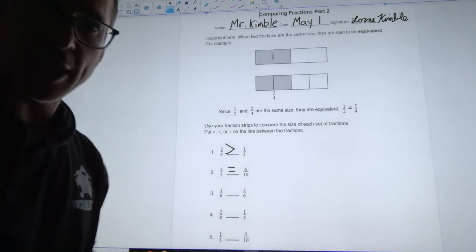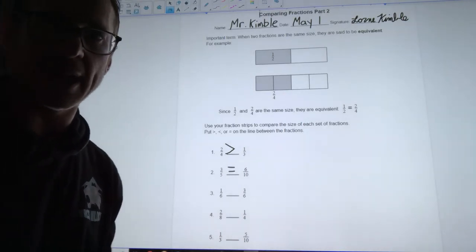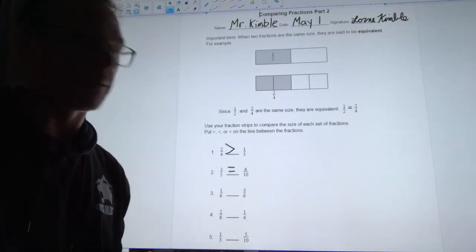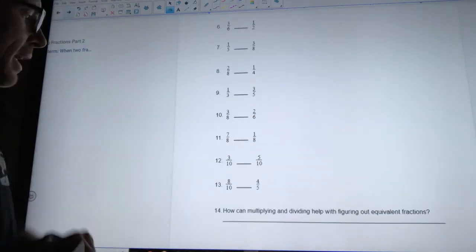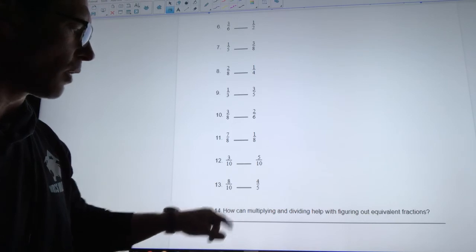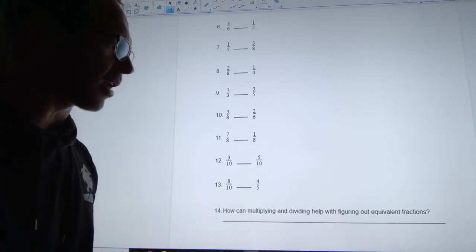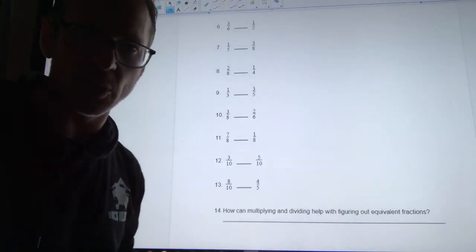Okay? Take a look at the rest of them on this page, and I'm going to put a review video on for them as they go along. One thing I want you to do is I do want you to look at those and think about, how could multiplying and dividing help me out when it came to equivalent fractions?